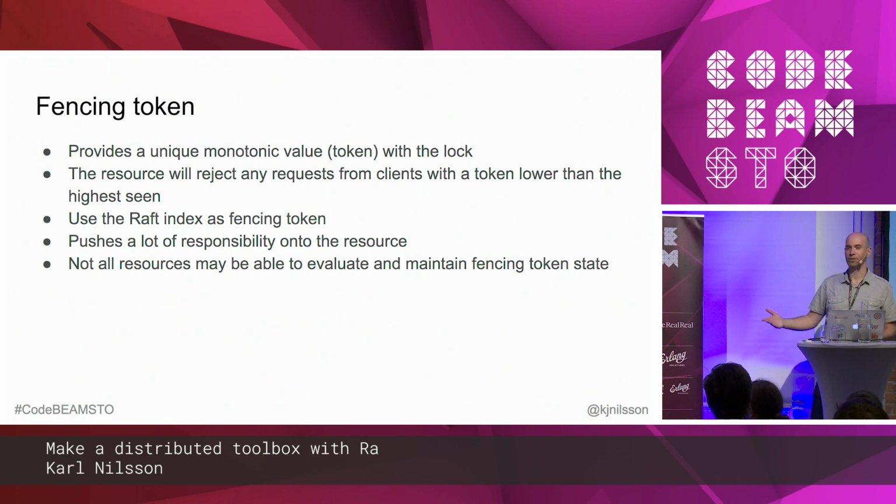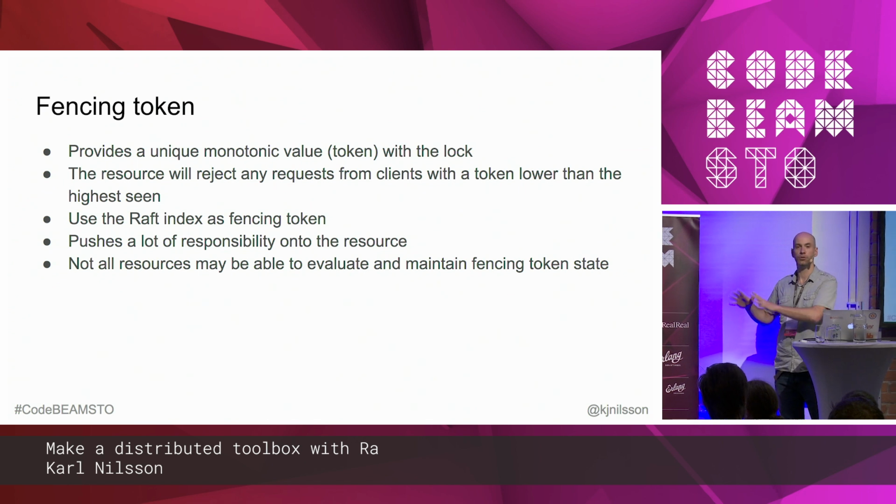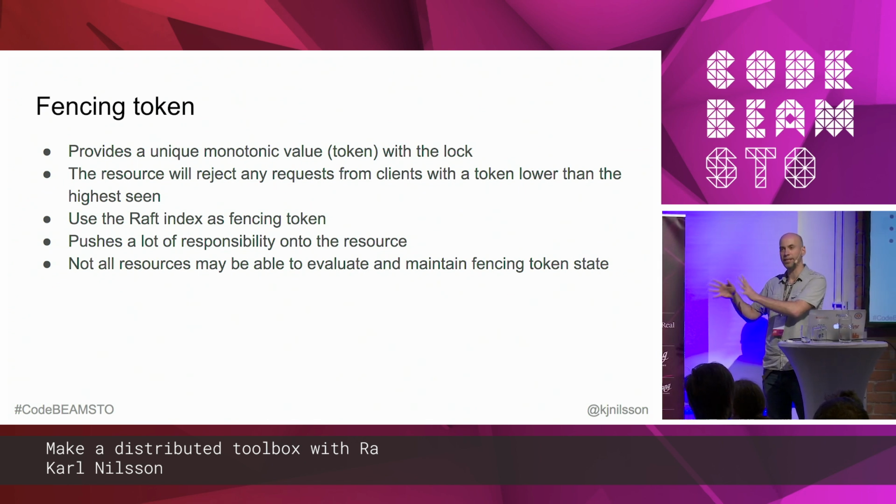You usually lock around some resource, something that you're locking over, right? There's something you want to restrict access to. This thing will need to be an active participant in this system for this approach. So the resource will need to reject requests from clients with a lower token than the highest it has ever seen. I'm going to give an example.